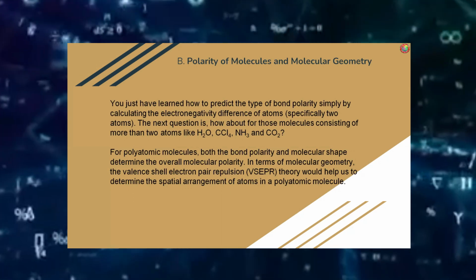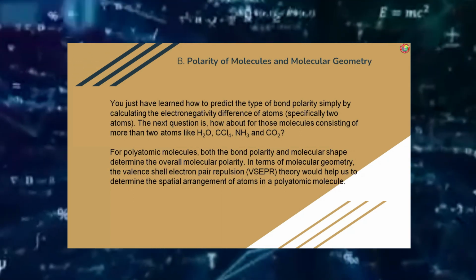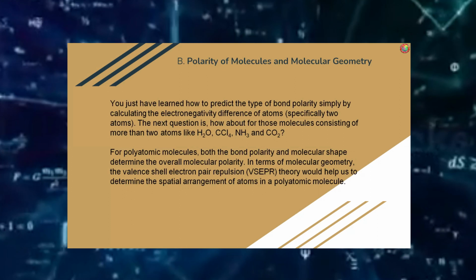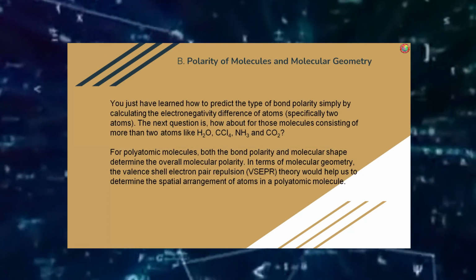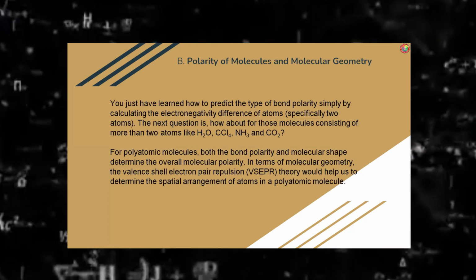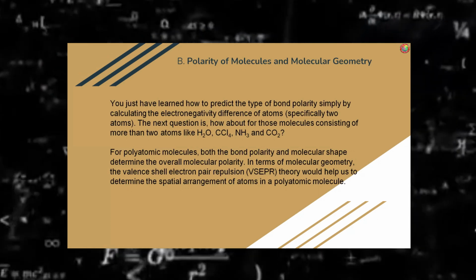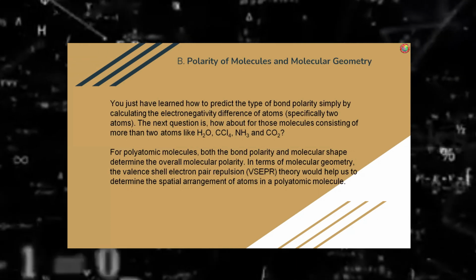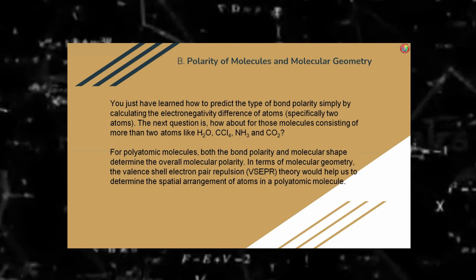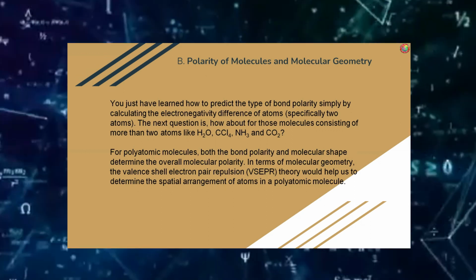For polyatomic molecules, both the bond polarity and molecular shape determine the overall molecular polarity. In terms of molecular geometry, the valence shell electron pair repulsion theory would help us to determine the spatial arrangement of atoms in a polyatomic molecule.